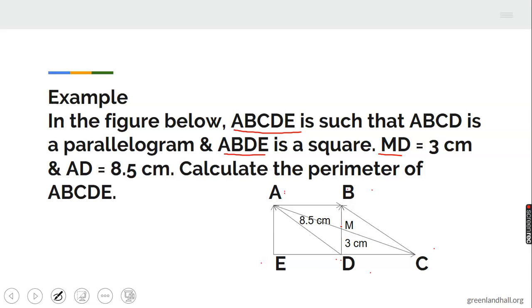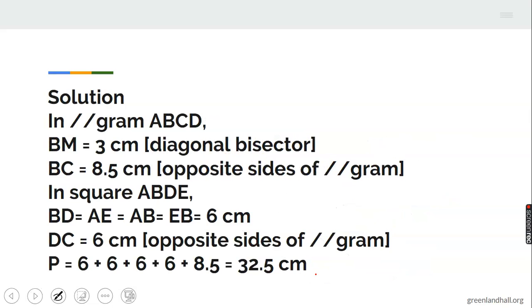Now, since here is 3, here will be 3. This place will be 3. So here will become 6 cm. Since it's a square, here will be 6 cm. And this one is a parallelogram, therefore here will be equal to here. And since here is 8.5, here too will be 8.5. So adding these together, we have 6 plus 6 plus 8.5 cm plus 6 plus 6. And hence we have the solution.